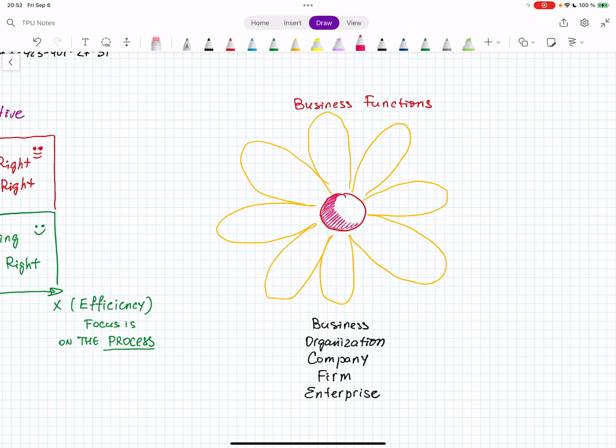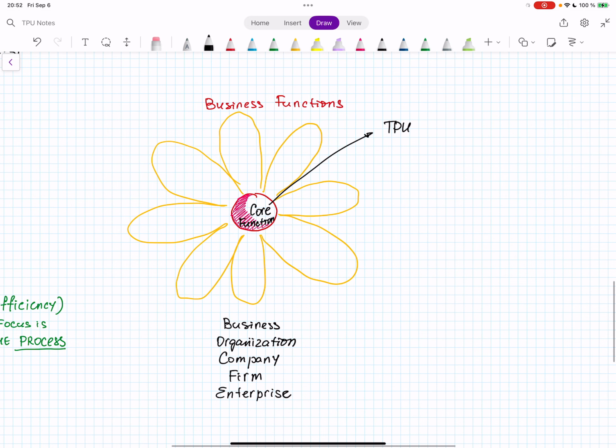So this is a core, and the core function may be different for different organizations. Well, let's say if you are Tomsk Polytechnic University, for TPU, the core function will be on the one hand education. So this is what we're doing, and also another core function is science. Education plus science.